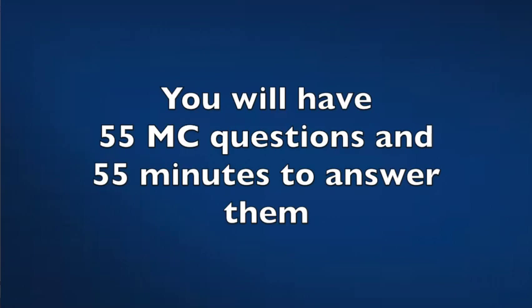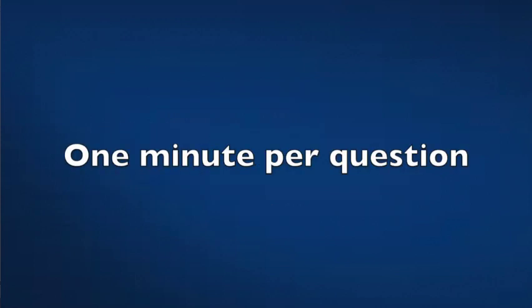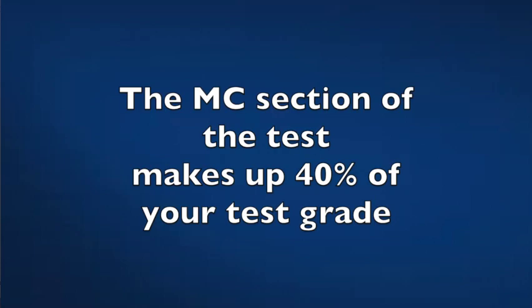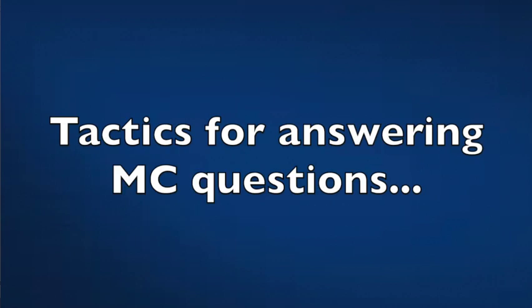On the big test, you will be given 55 multiple choice questions and 55 minutes to answer those questions. So obviously you'll have an average of 1 minute per question, and that includes reading the excerpt. The multiple choice section makes up 40% of the total big APUSH test. So let's talk about tactics.